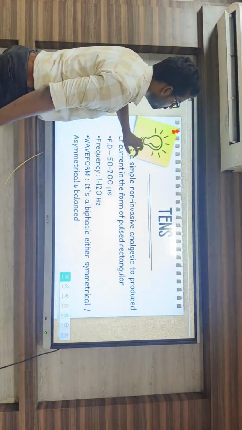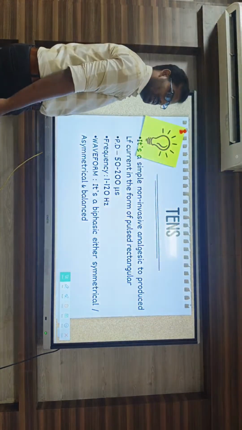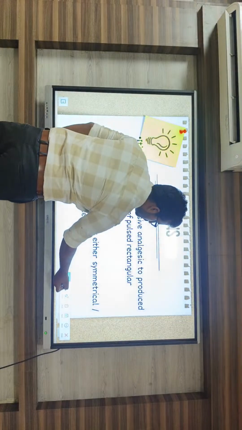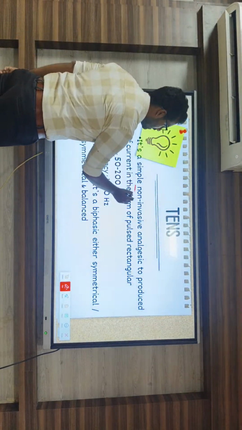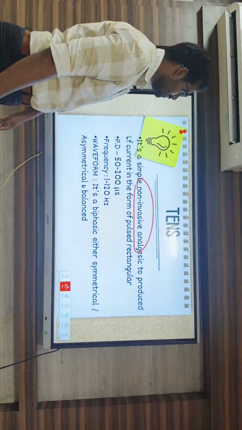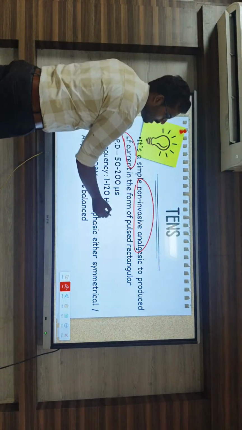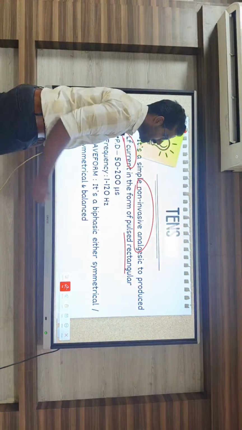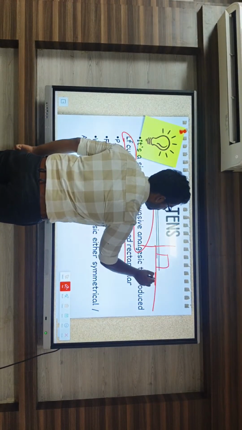So coming to the TENS. TENS is transcutaneous electrical nerve stimulation. It's a simple non-invasive method. Mostly all the electrotherapy modalities come under non-invasive techniques only. It produces a low frequency current in the form of a rectangular wave. So what is meant by rectangular shape? So this is the rectangular, right?